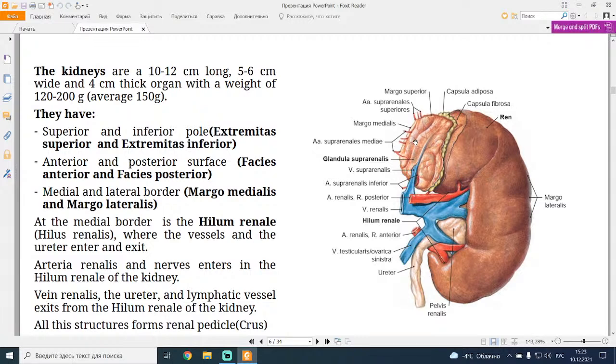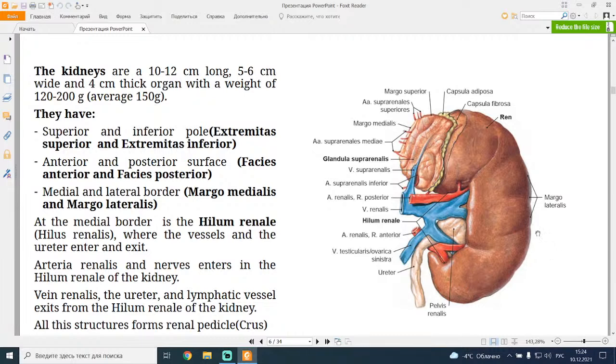The kidneys are 10-12 centimeters long, 5-6 centimeters wide and 4 centimeters thick, with a weight of 120 to 200 grams, average 150 grams. Each kidney has a superior and inferior pole, extremitas superior and extremitas inferior, anterior and posterior surface, facies anterior and facies posterior, medial and lateral border, margo medialis and margo lateralis.